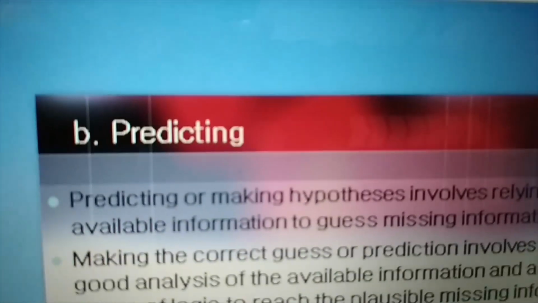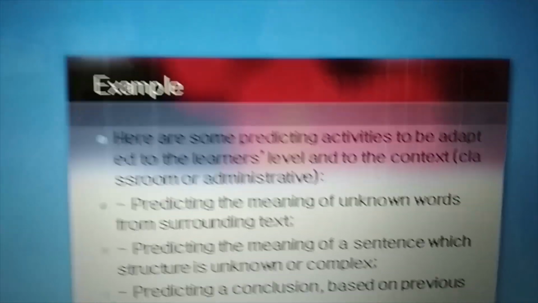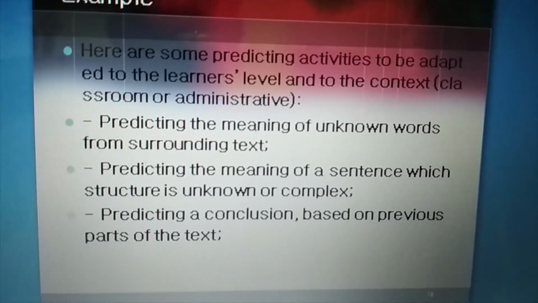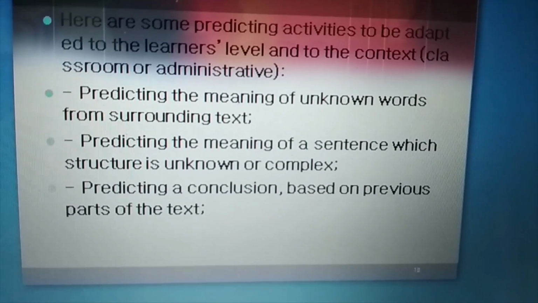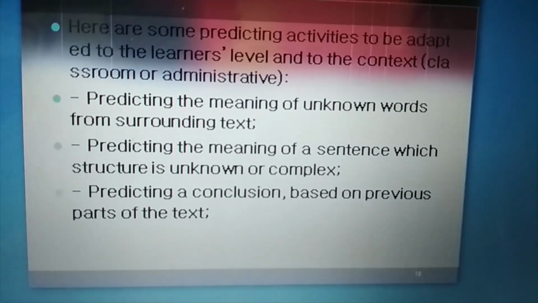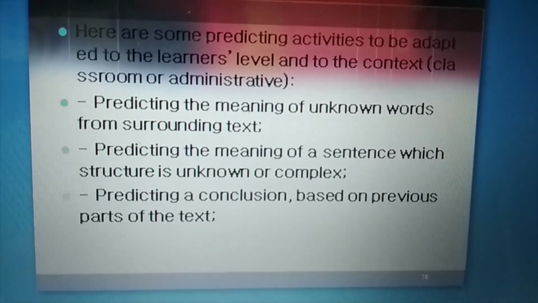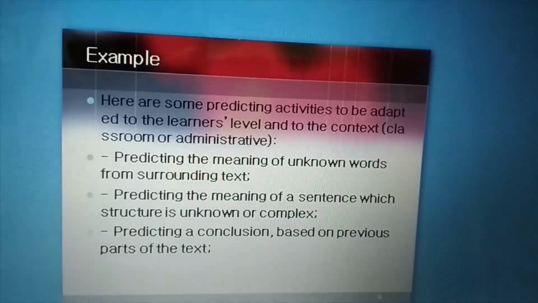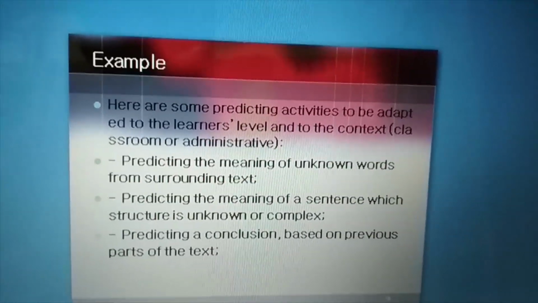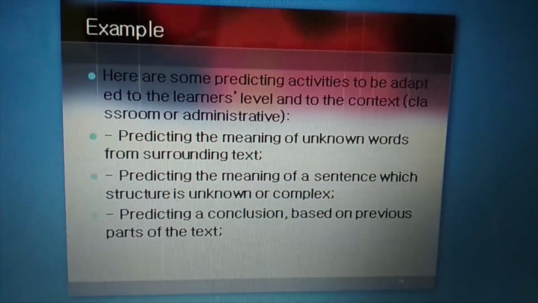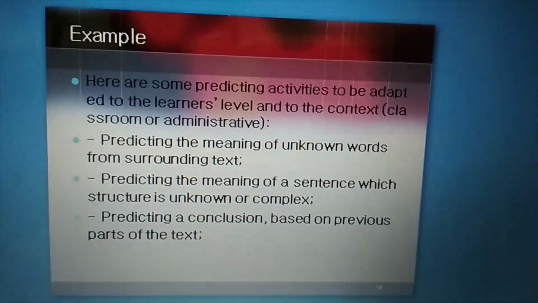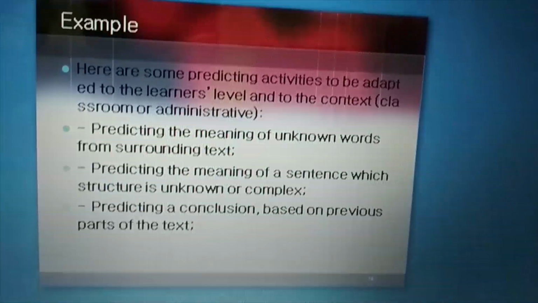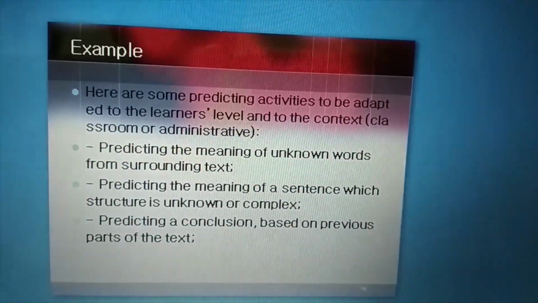This is predicting. For example, here, predicting the meaning of unknown words from surrounding text. Predicting the meaning of sentence which structure is unknown or complex. Predicting a conclusion based on previous part of text. So predicting really depends on background knowledge also, yeah, because something that unknown is abstract, yeah. We cannot get the real meaning, and we can only just predict.